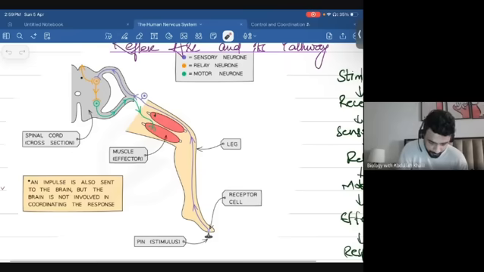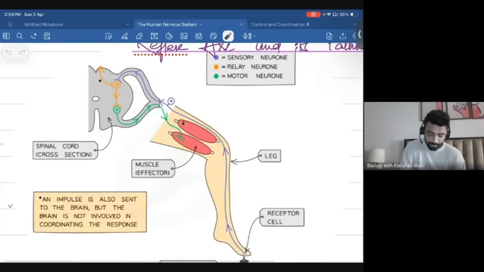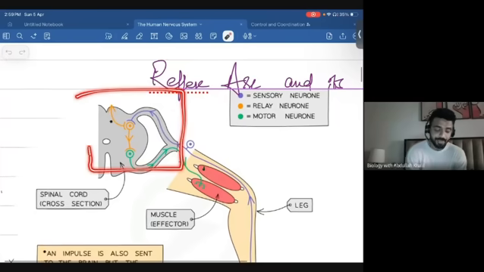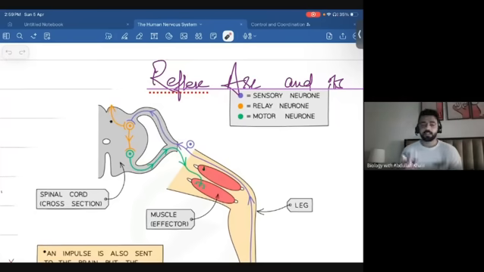Let's look at this. You step on a pin accidentally, or maybe on purpose, I don't know. But you step on the pin, that's the stimulus. Your receptors under the skin would be able to feel it and convert it into electrical impulses. This purple one is the sensory neuron, which takes the electrical impulses to the central nervous system, in this case the spinal cord. Central nervous system means spinal cord or brain.